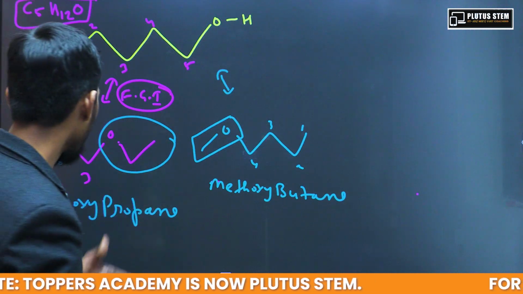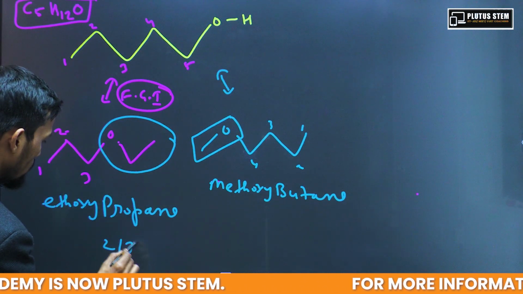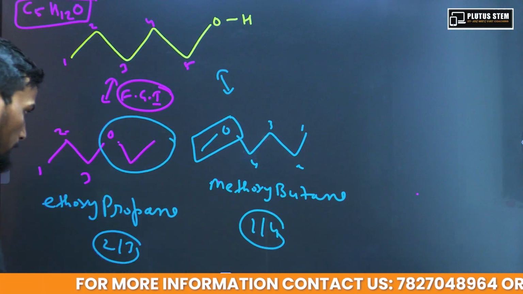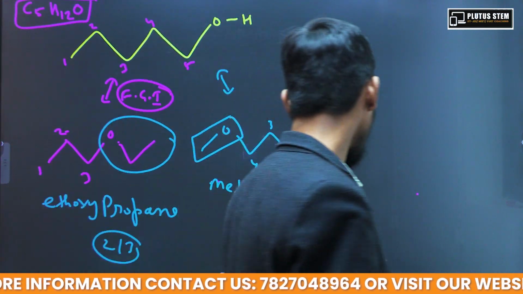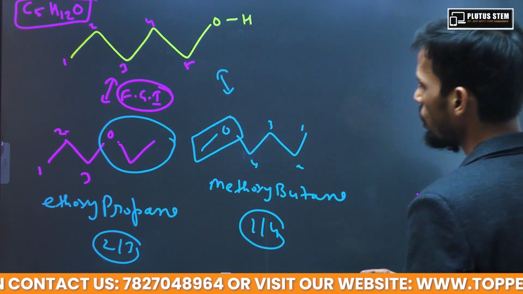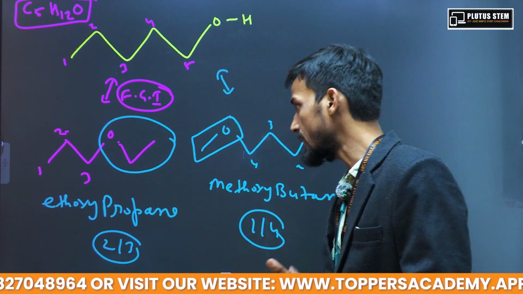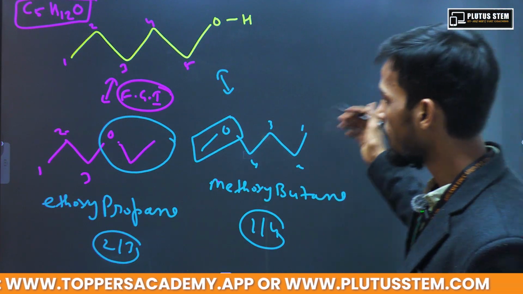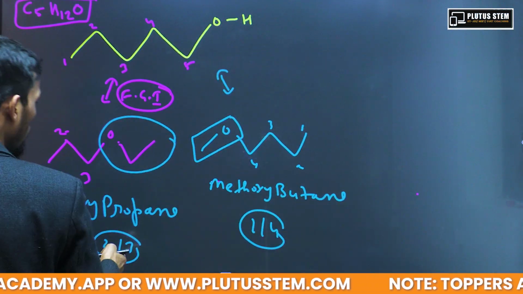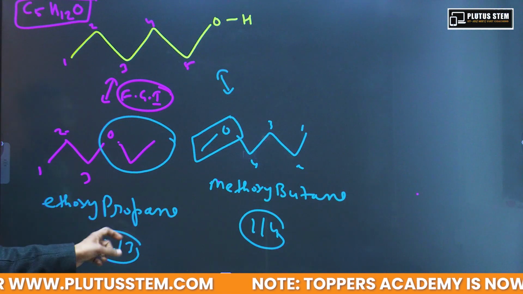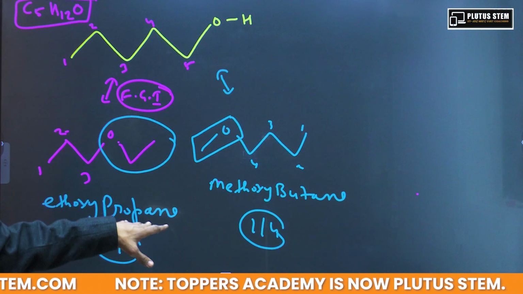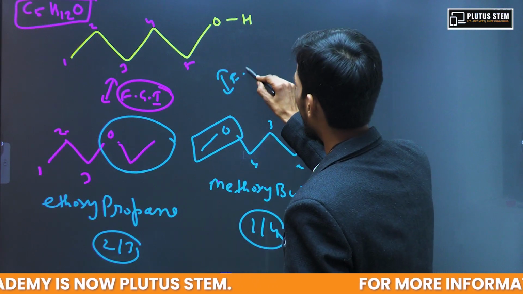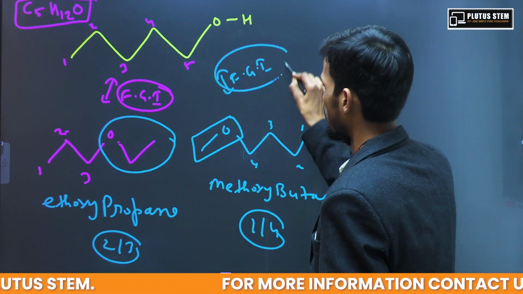So 2 and 3; on this side we have drawn 1 and 4, the total number is 5, so 1 and 4, and 2 and 3. I don't think there are any other possibilities. If you do something else, it will give rise to 3 and 2, which is the same, or 4 and 1, which will also be the same IUPAC name. So this one and this one are also functional group isomers.